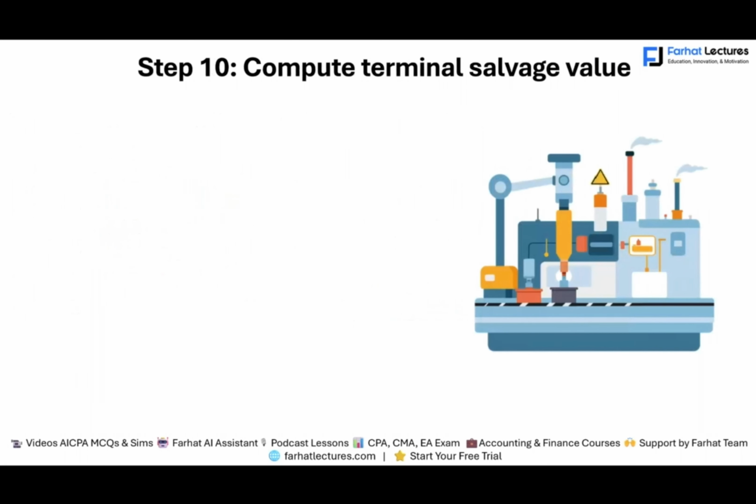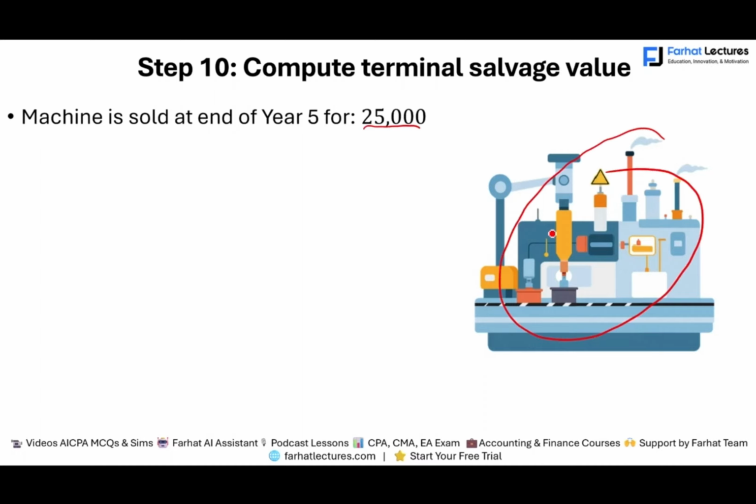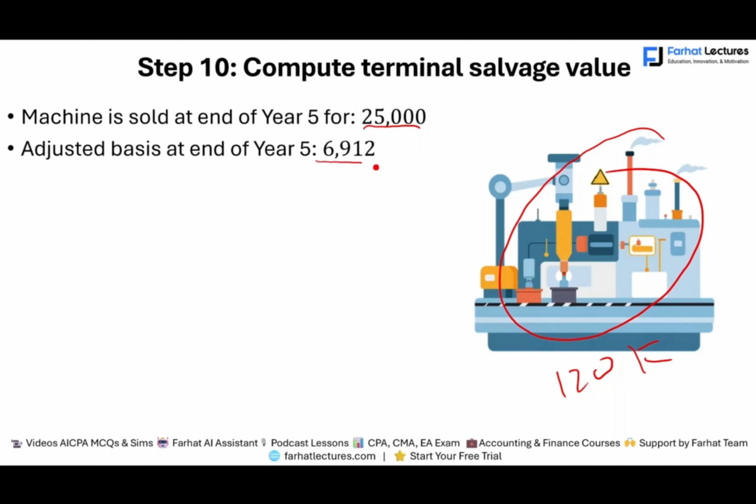Now we're going to compute the terminal salvage value. This is the end. At the end, what's going to happen is we are going to sell the machine for $25,000. Remember the machine that we purchased for $120,000? We're going to sell it for $25,000. Remember, when we sell it, we have to pay taxes because we might have a gain on it. The adjusted basis is $6,914. Remember, I told you this is the book value for tax purposes, the adjusted basis, which was cost minus the depreciation. You have to go back to the depreciation, and it was $120,000 minus approximately $113,000 of accumulated depreciation.